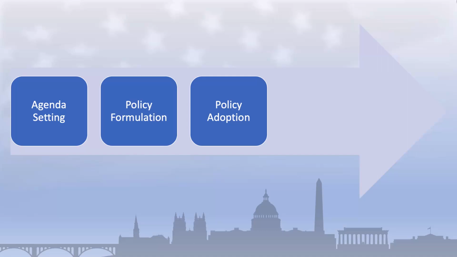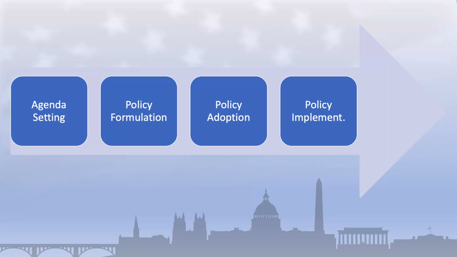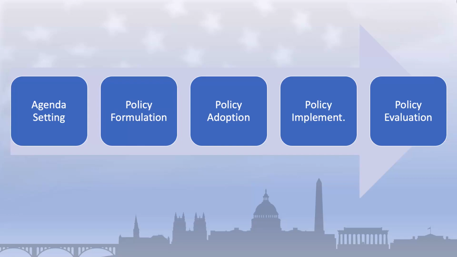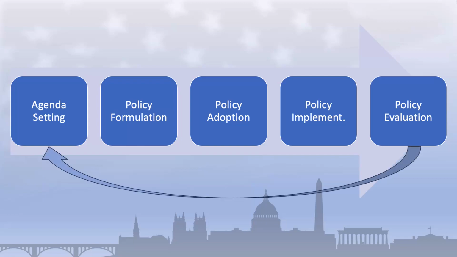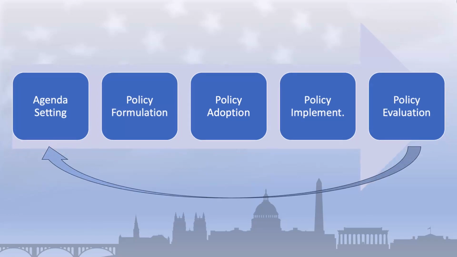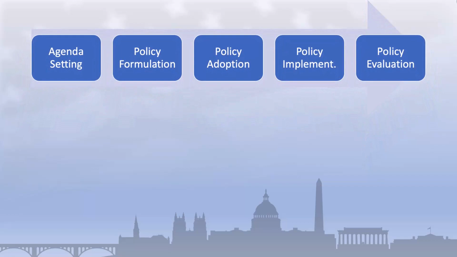Once a policy is adopted, it's put into action in a stage referred to as policy implementation. And finally, policymakers and stakeholders may assess the effectiveness, efficiency, and impact of the policy in a stage referred to as policy evaluation. Sometimes this can even result in the identification of new problems and issues, restarting the entire process. But let's consider each stage in a bit more detail.